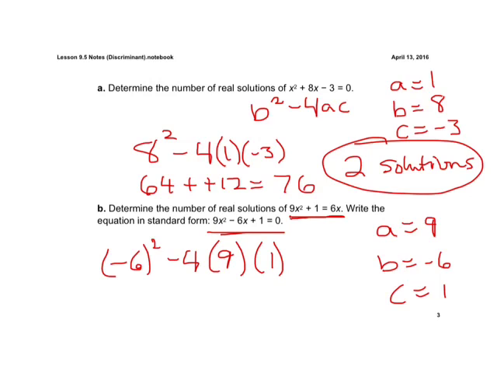If we go ahead and solve, negative 6 squared is a positive 36. Minus 4 times 9 is 36, times 1 is 36, so we have 0. So we know if our discriminant is equal to 0, we have 1 solution, and that crosses at 1 point on the x-axis.